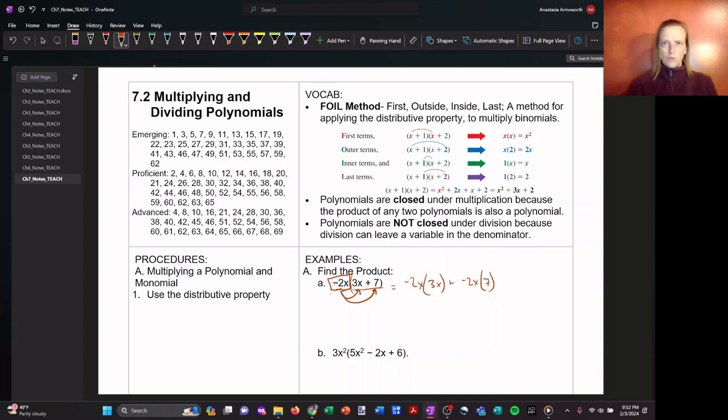I am going to do these problems pretty slowly in this example because we're still getting used to dealing with exponents on variables. So when I do negative 2x times 3x, that gives me negative 2 times 3 is negative 6, but x times x is x squared. And then when we take care of the second term, negative 2x times 7 is negative 14x. Of course, we can simplify this a little bit further. We don't need the positive and the negative sign between the terms here. So negative 6x squared minus 14x is our final answer.